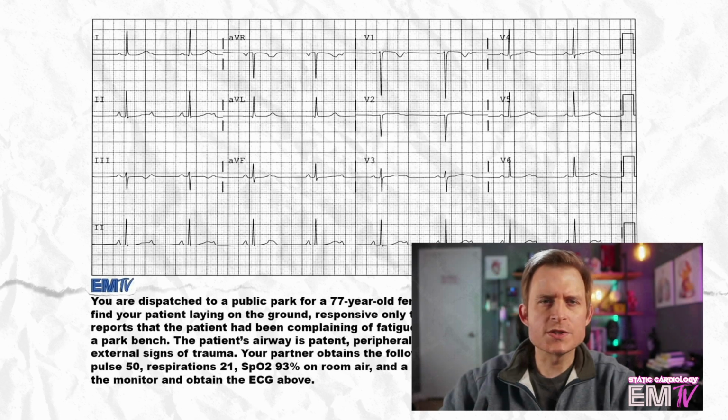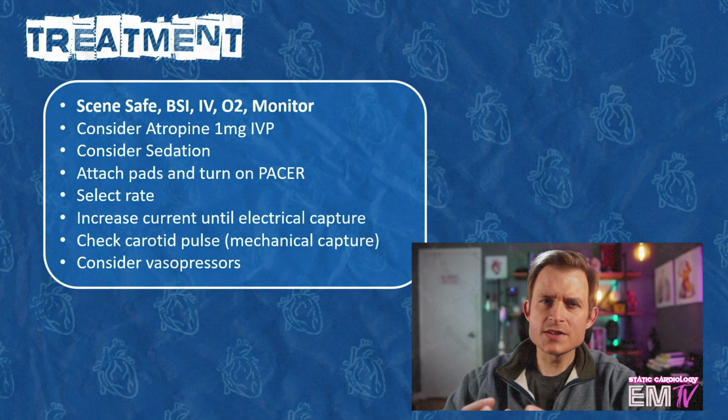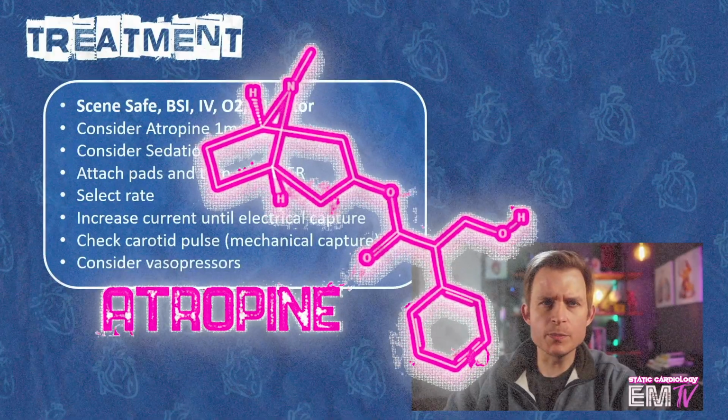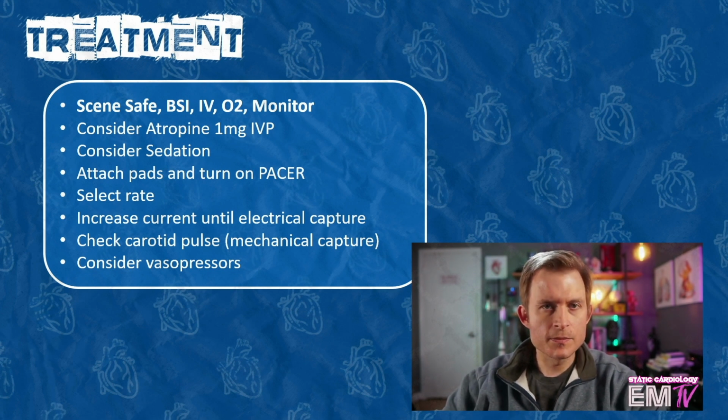Now, let's go ahead and move on to treatment. I'll begin treatment by regurgitating the mantra, Scene Safe BSI IV O2 monitor. Because this patient is bradycardic, I'll then consider administering atropine 1 mg IV push. But be aware that the high degree of block that this patient is experiencing implies significant damage to their AV node. For atropine to be effective, a functioning AV node must be present, so don't expect the atropine to be as effective as you'd like it to be.